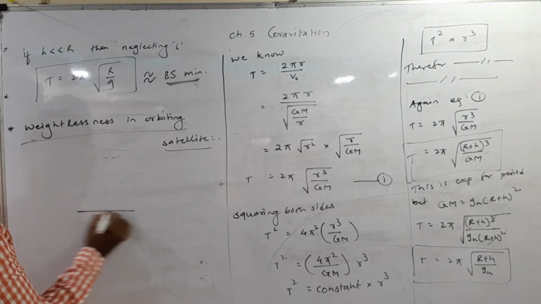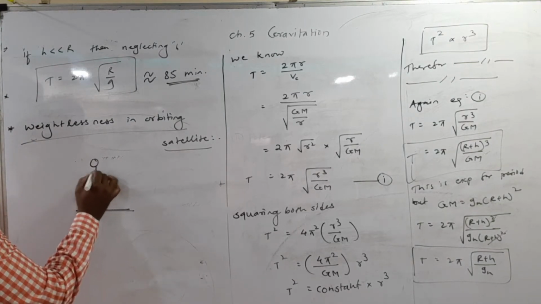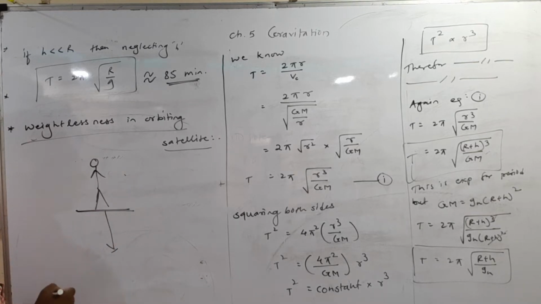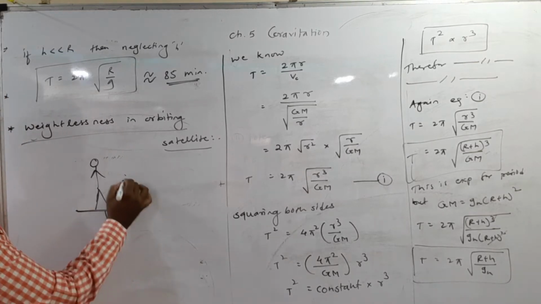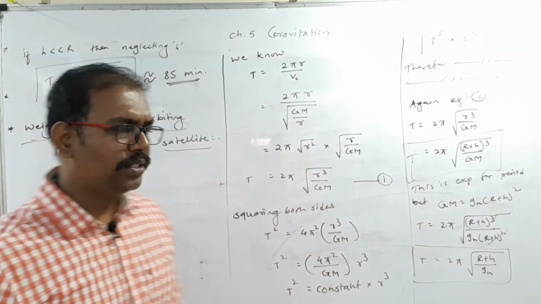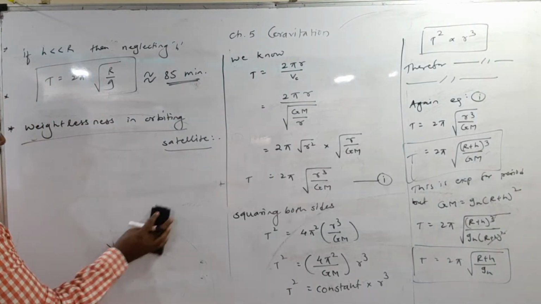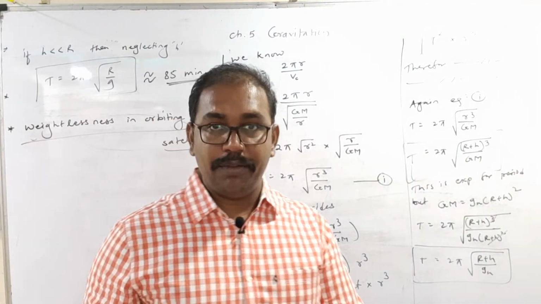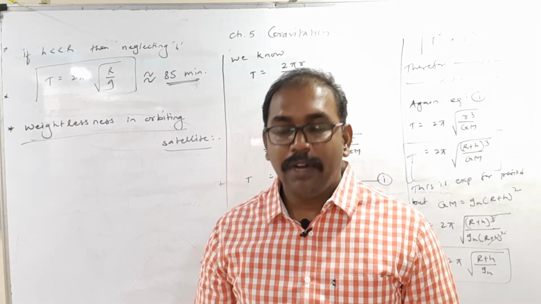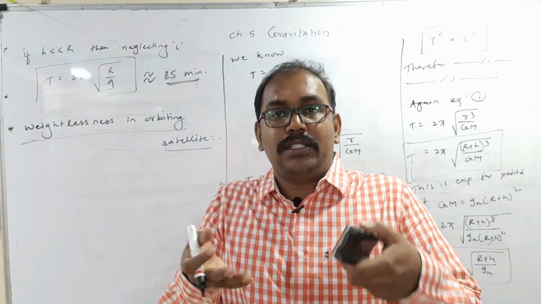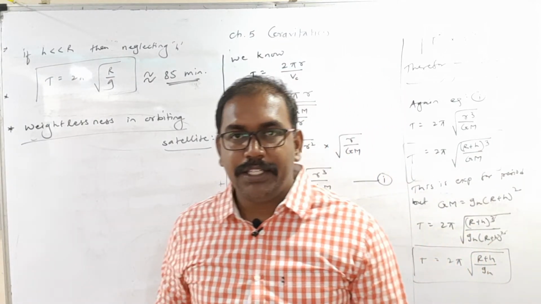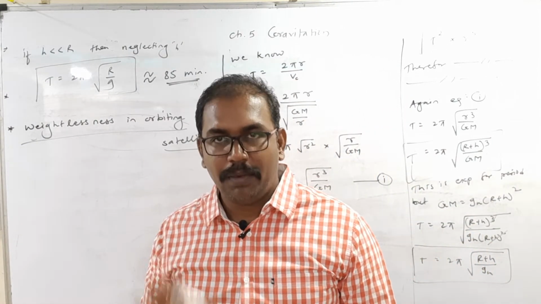For example, if this is the surface and this is a person, the person exerts a downward force on the floor. At the same time, the floor also exerts a reaction force. That reaction force is called the normal reaction. That time we feel weight. I hope everyone understood when we feel the weight. But when we are exerting force on the floor, but the floor is not exerting force on us, then it is a condition of weightlessness.